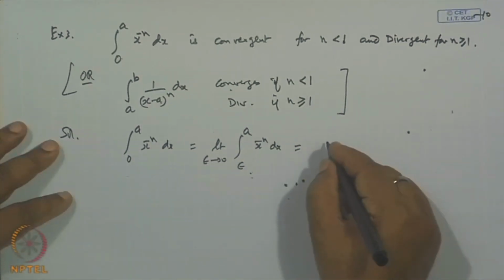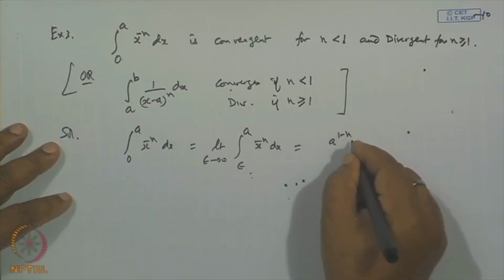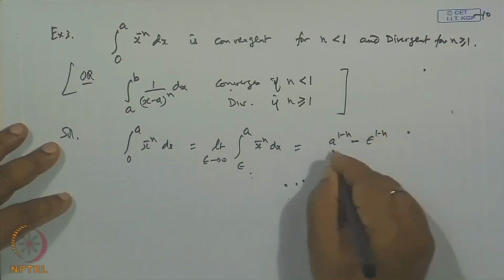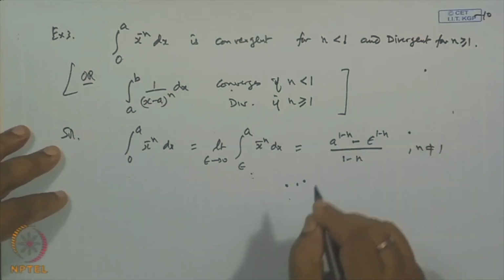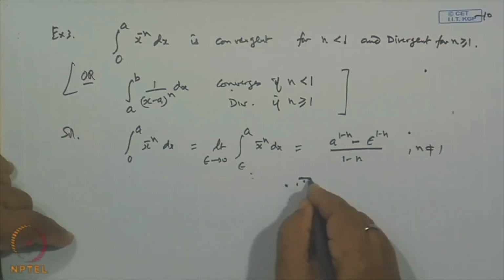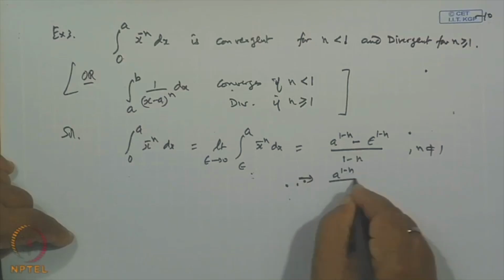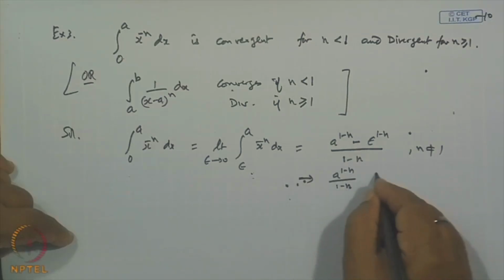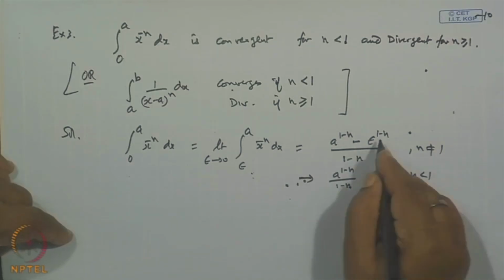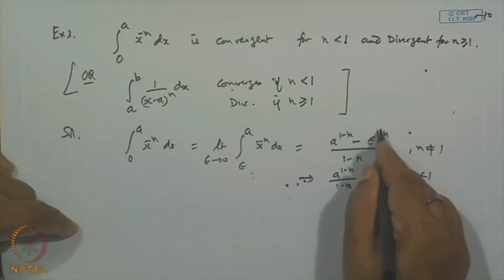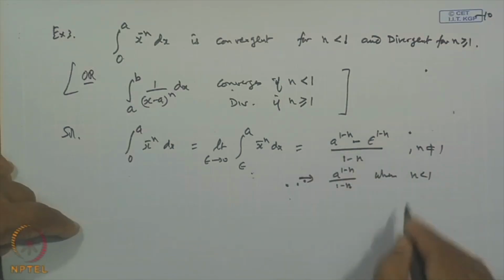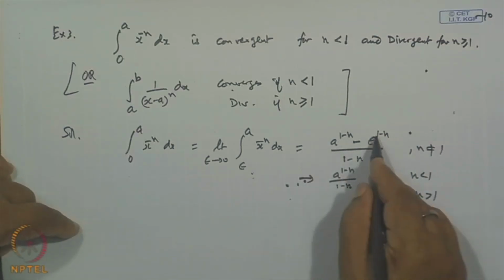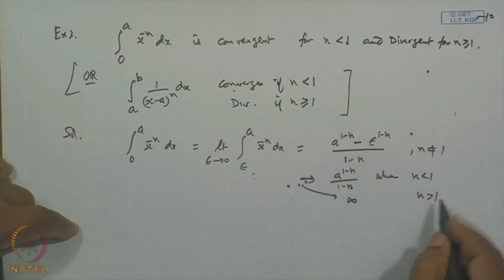So, that value will come out to be a^(1-n) minus epsilon^(1-n), divided by 1 minus n, where n is not equal to 1. This limit tends to a^(1-n) over 1 minus n when n is less than 1, because then 1 minus n is positive. As epsilon tends to 0, epsilon^(1-n) goes to 0 and we get this value. But when n is strictly greater than 1, the exponent is negative, so 1 by epsilon will go to infinity. So it diverges.